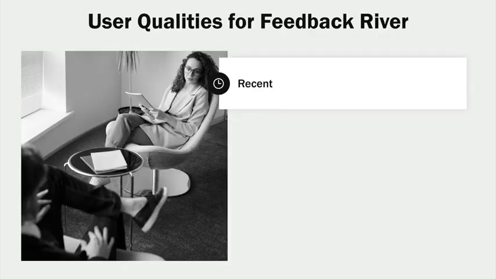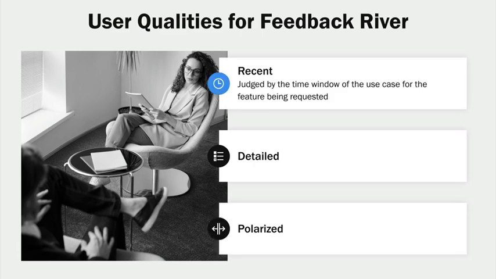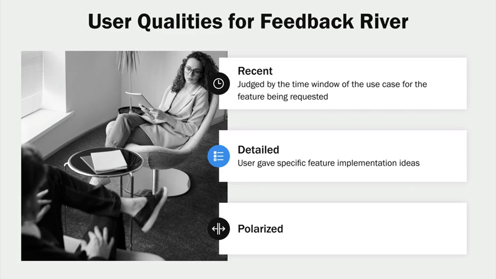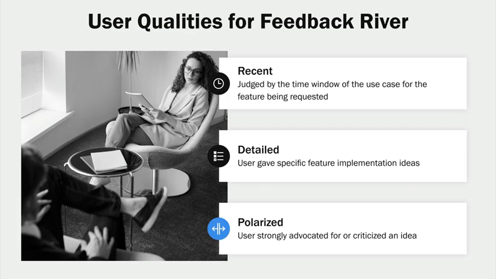When searching your feedback river, there are 3 feedback qualities that indicate you may want to talk with the user: recent, detailed, and polarized. Recent feedback is judged by the time window of the use case for the feature being requested. If the user feasibly might still be interested in using the feature, they're recent enough. Detailed feedback means the user gave very specific feature implementation ideas. Polarized feedback means the user has strongly advocated for or criticized the idea.